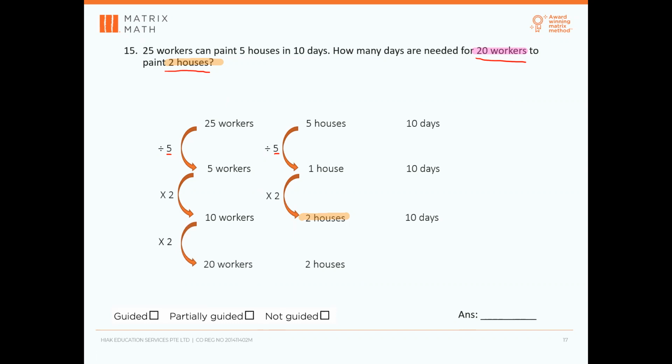So try to understand the context of the question. If you have more workers, what can you say about the time taken to do the same amount of work? You have more people to share the work, so the time taken will be lesser, right? So instead of times, it will be divide, because lesser. So you divide by 2. So answer is 5 days. Check if that's what you want. We have 20 workers. You want 20 workers? Yes, we have. 2 houses? Yes, we have. So the final answer will be 5 days.